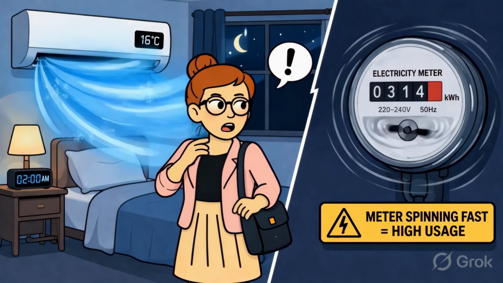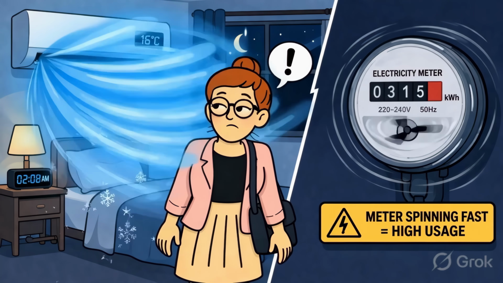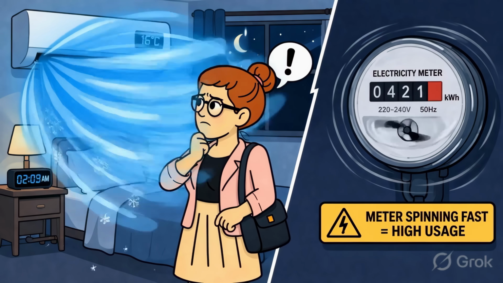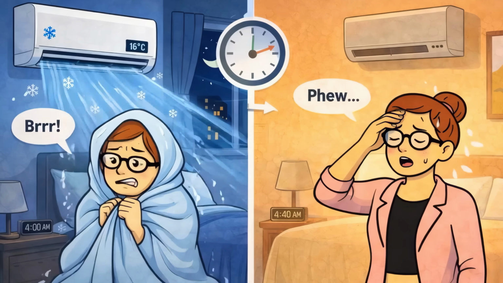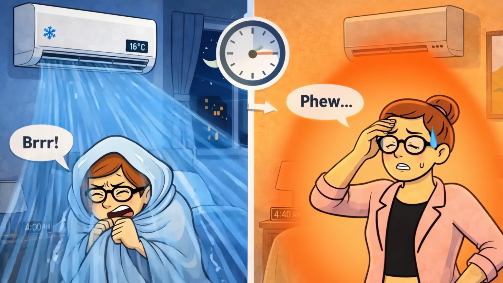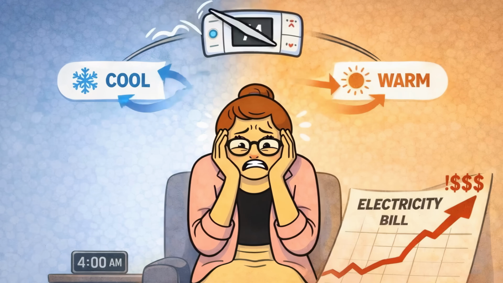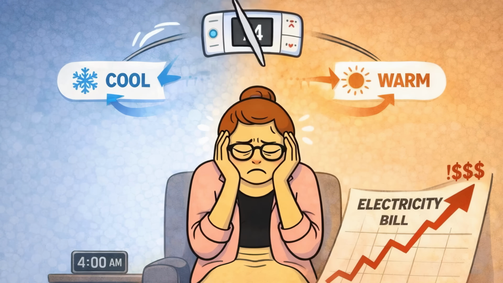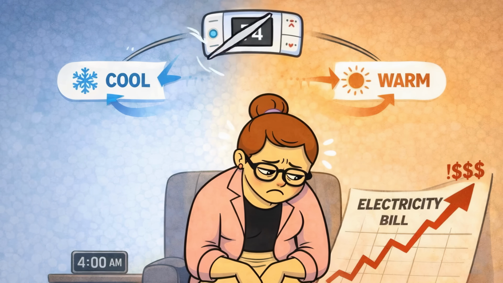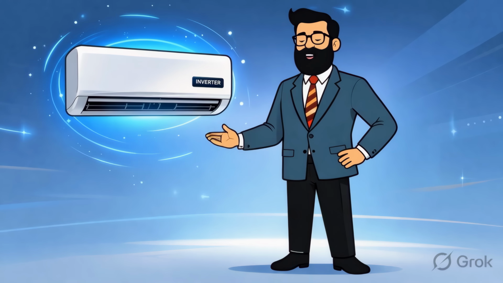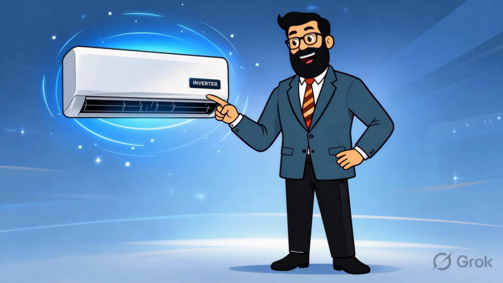But you pay for that simplicity every single night. Because it only runs at full blast, you get what we call the temperature swing. You'll feel shivering cold when the unit is on, and then slightly sweaty 5 minutes after it turns off. Your body never finds that sweet spot of comfort. But more importantly, your electricity bill is suffering. This brings us to the hero of modern energy efficiency, the inverter AC.